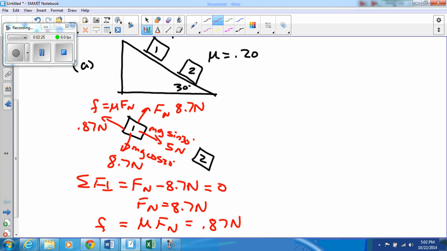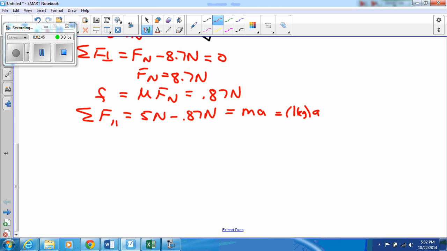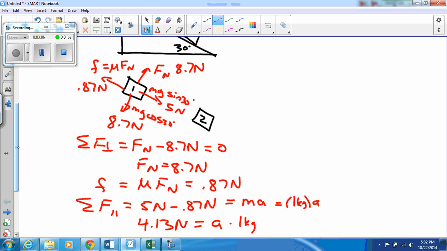And so we have a pretty simple calculation in the parallel direction for the 1 kilogram block. We have sum of forces is equal to 5 newtons minus 0.87 newtons is equal to mass times acceleration, or 1 kilogram times acceleration. And that gives us 4.13 newtons equals A times 1 kilogram, and the acceleration is 4.13 meters per second squared. So that's the first block.